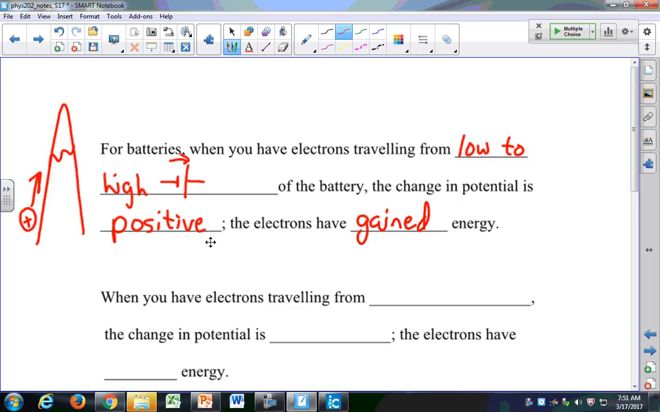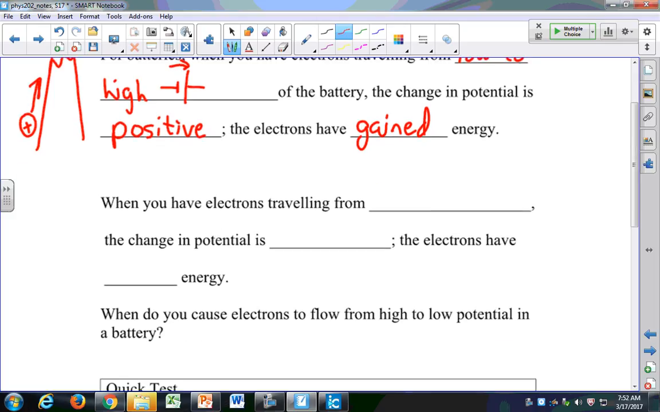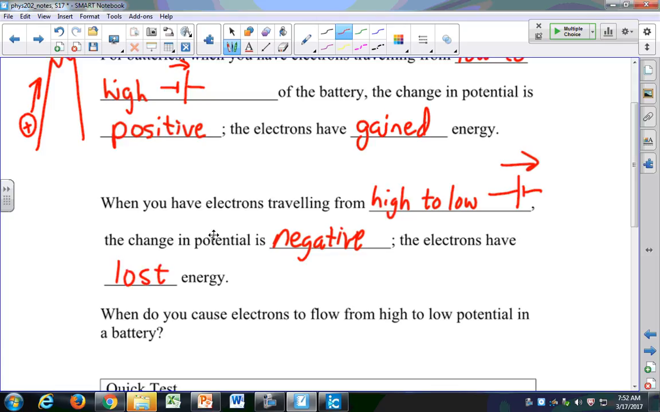When you have electrons traveling from high to low potential, that is, from the big side to the little side, what do they lose? They lose their total energy. The change in potential is negative. And this isn't the normal way for batteries, because the electrons don't gain energy, they have lost energy. So delta V is negative. Here, delta V is positive.